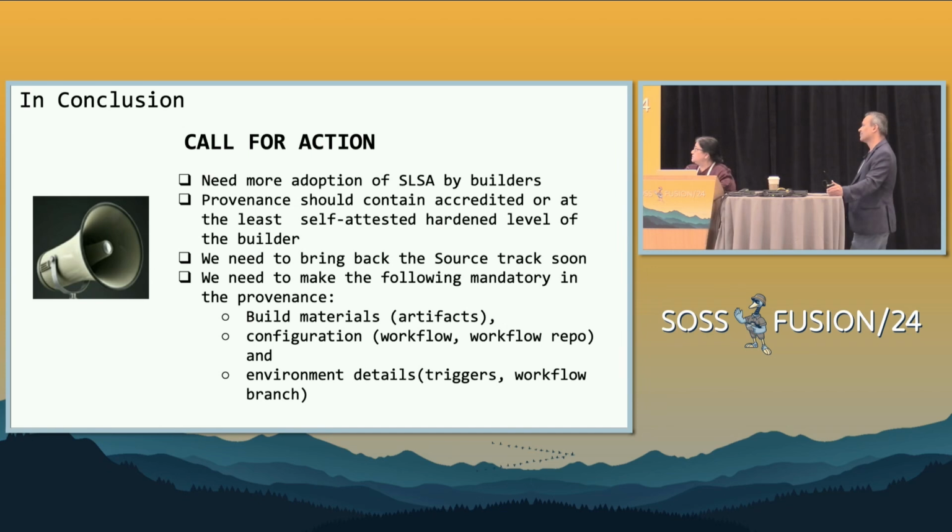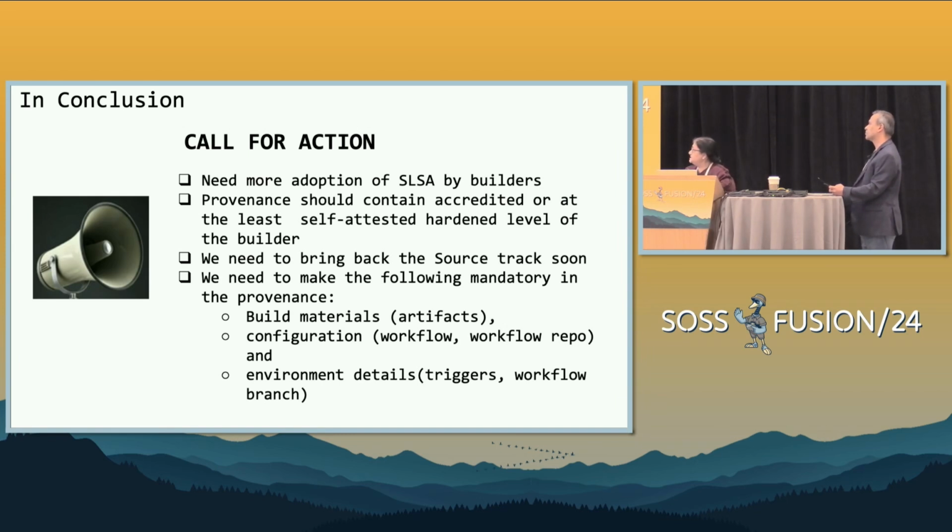We need to bring back the source track soon. An older version of SLSA had a source track which had some guidelines regarding how the source should be produced and how it should be stored. But the latest version of SLSA simply focuses on the build track. As an end user, we need some guarantee and assurance regarding the source integrity. So this needs to come back, at least in the next future version.